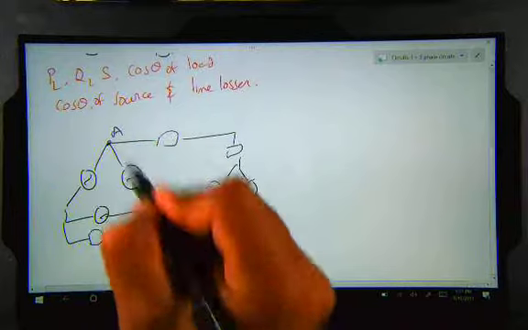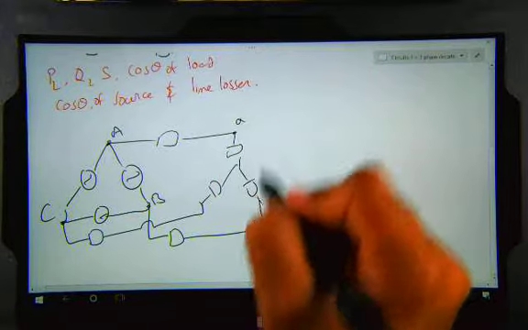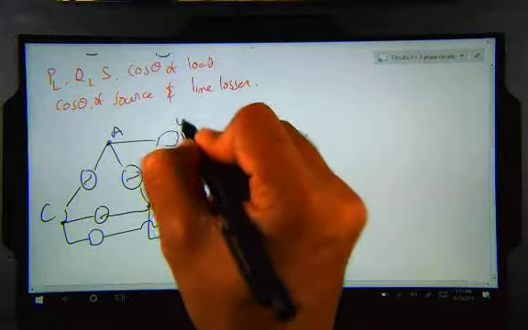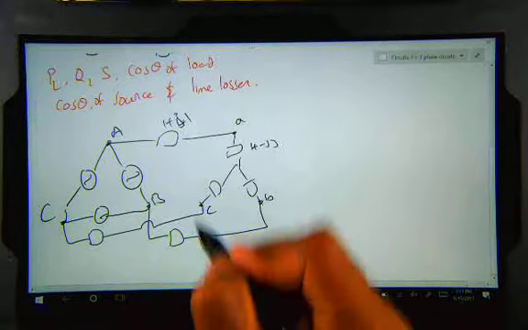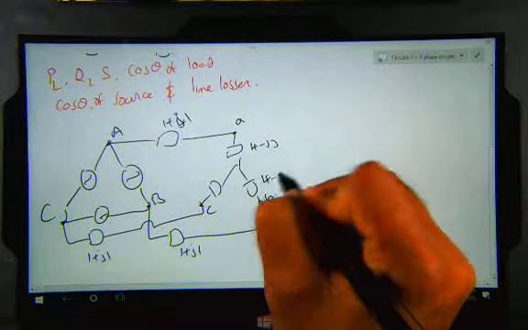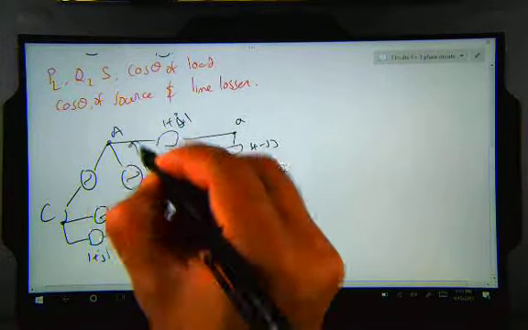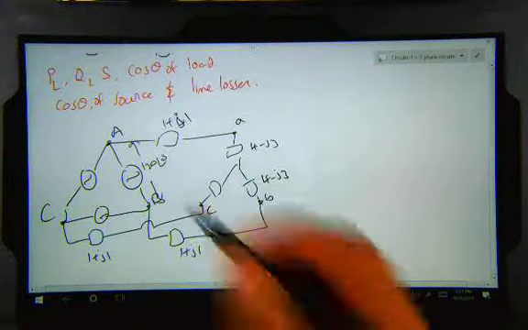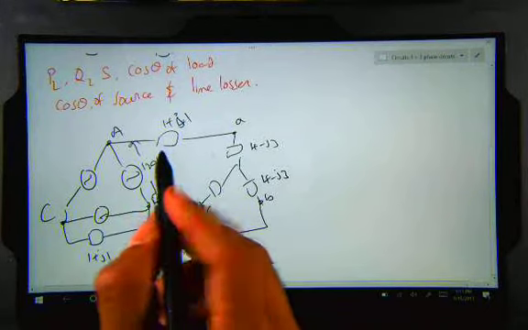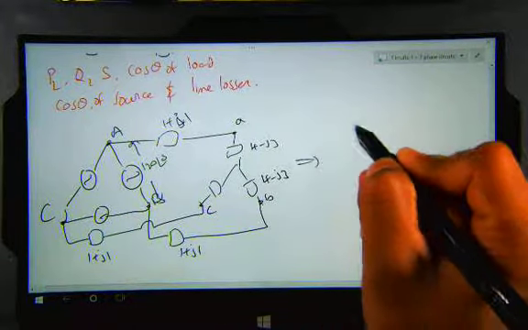Here is my A, B, and C, and small a, small b, small c. This is 4 minus J3, and 1 plus J1. Here, this is the line voltage as well as the phase voltage, which is 120 at an angle of 0. Since the line impedance and the impedance of that phase are in series, we can add them.